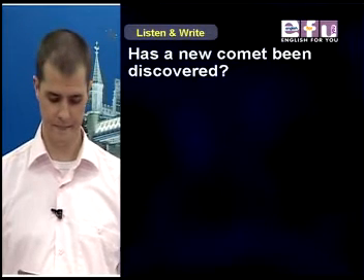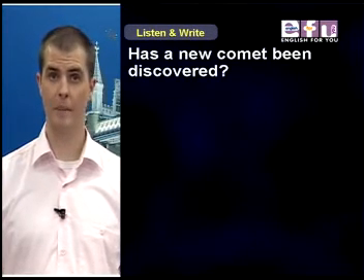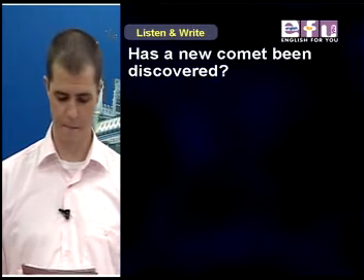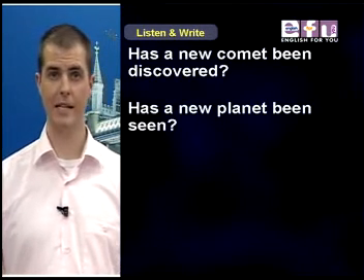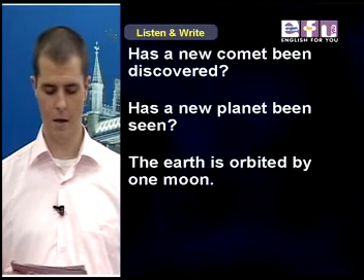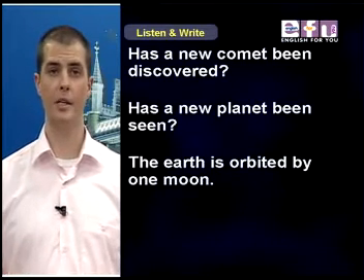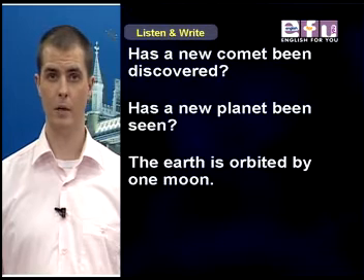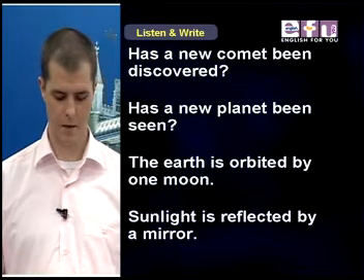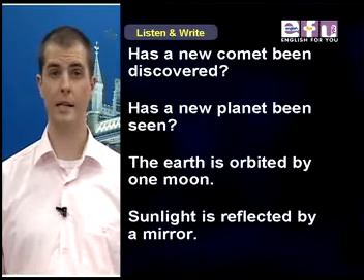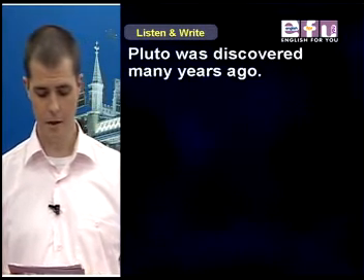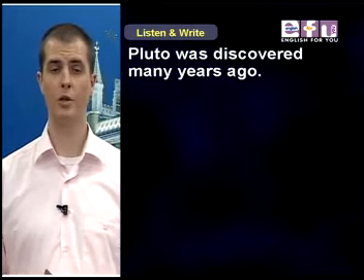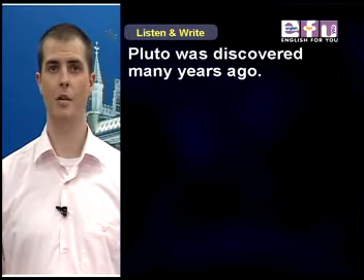Now check your work. Number 1. Has a new comet been discovered? Number 2. Has a new planet been seen? Number 3. The Earth is orbited by one moon. Number 4. Sunlight is reflected by a mirror. Number 5. Pluto was discovered many years ago.